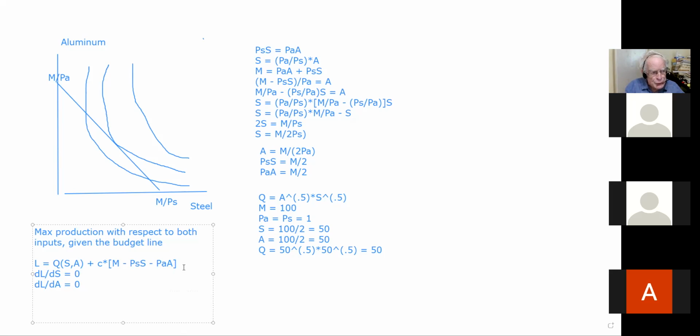And then finally, C, which is a multiplier in this problem, is also a choice variable. Differentiate the first order condition again, but this one is very simple. It just says that income is equal to full spending on steel and on aluminum.